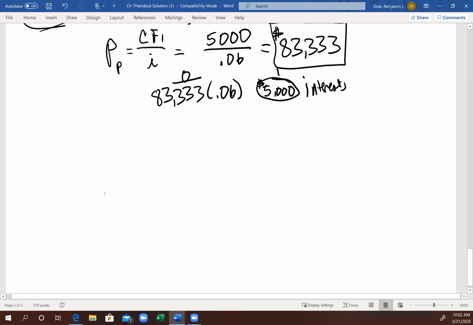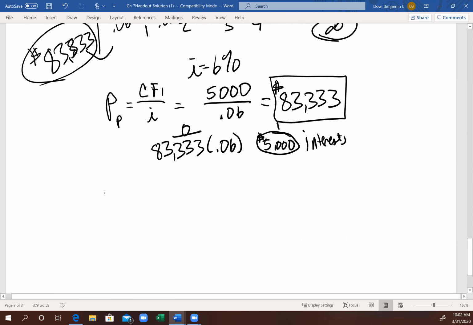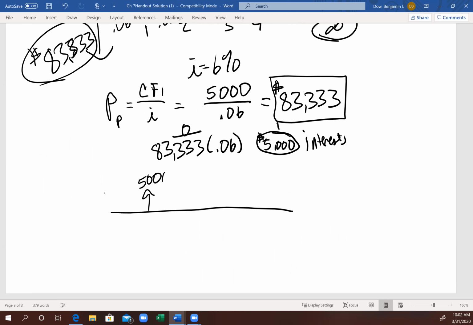Now, the next question was, what if we want that 5,000 to be the first cash flow, but everything else grow at some rate? And let's say maybe we want it to grow at 2%.